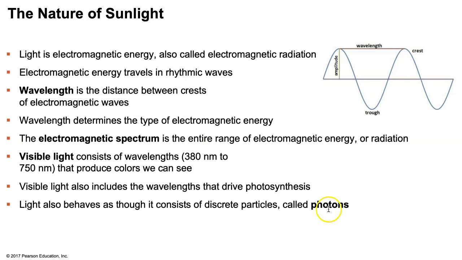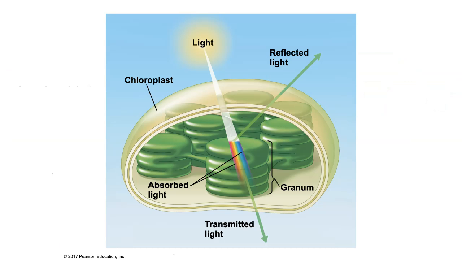Chloroplasts are able to absorb photons for their energy to help push photosynthesis forward. So since we're on the topic of light, we have to also revisit those pigments that I was talking about, because the pigments are what allow for the absorption of light. So here's a chloroplast with its thylakoids and the stack of thylakoids, the granum. Here's light coming through.